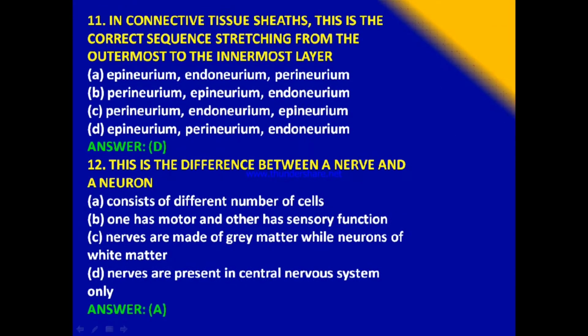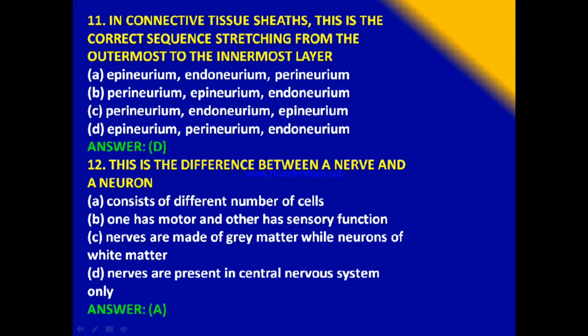In connective tissue sheaths, this is not the correct sequence stretching from the outermost to the innermost layer. So, what are the sequences? Let's see. Option A, epineurium, endoneurium, perineurium, or option B, perineurium, epineurium, and endoneurium. Option C, perineurium, endoneurium, then epineurium, or option D, epineurium, then perineurium, then endoneurium. So, what is the correct sequence? The correct sequence is first epineurium, then perineurium, and lastly endoneurium. So, finally option D is the correct answer for the sequence stretching from the outermost to the inner layer of the connective tissue sheaths.